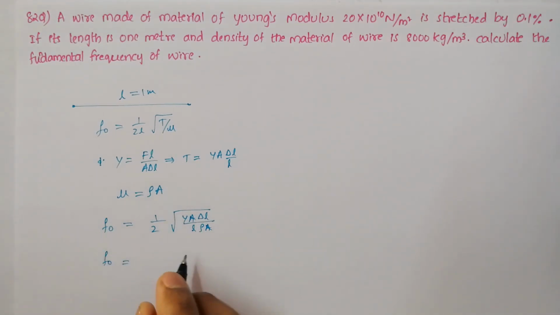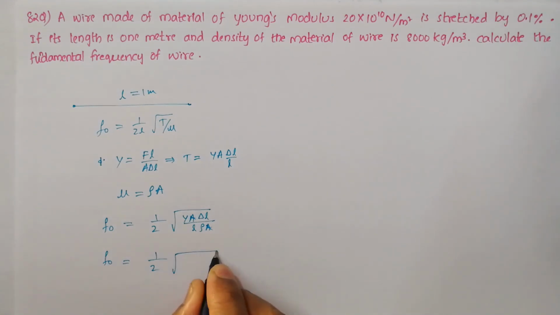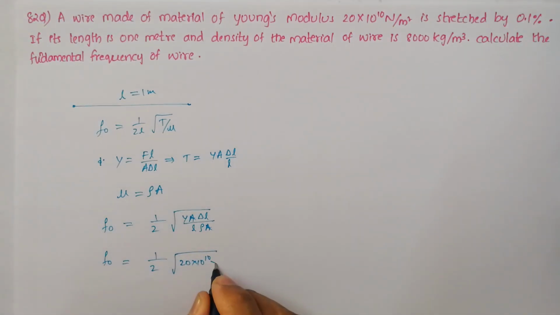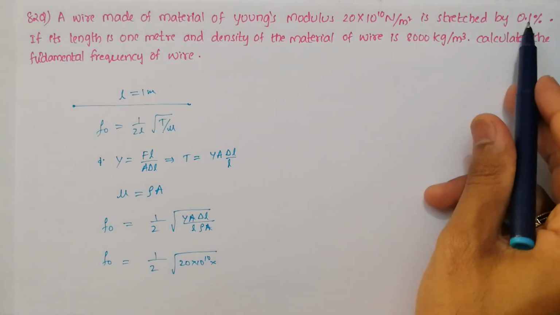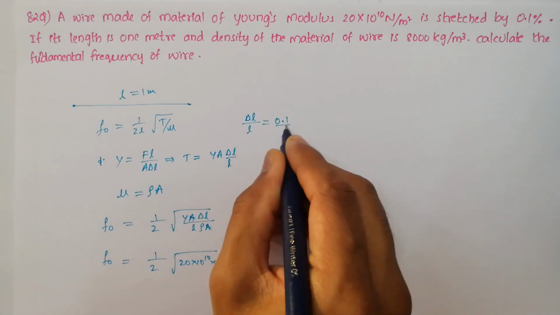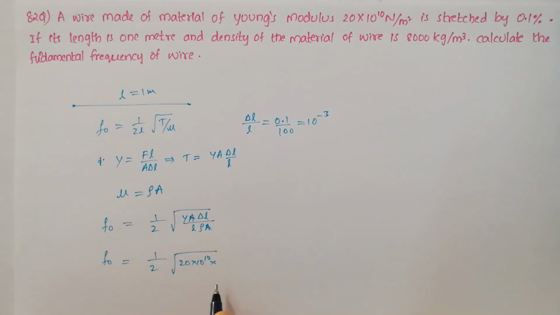So f naught will be 1 by 2 into under root, Y value is given as 20 into 10 power 10, into delta L by L. Here it is stretched by 0.1%, meaning delta L by L value is 0.1 by 100, that is 10 power minus 3. So I'll substitute delta L by L equal to 10 power minus 3 divided by density, given as 8000, so 8 into 10 power 3. From this, if you solve, we'll get fundamental frequency approximately 79 Hertz. So try to solve it.